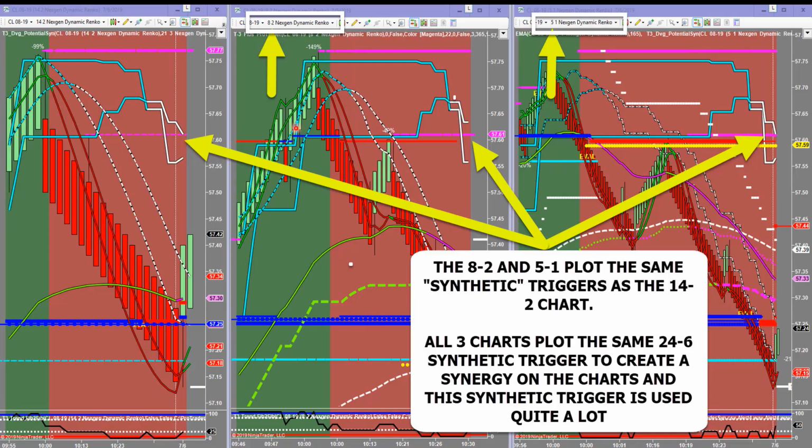When you look at your 3 charts, and again, we're looking for synergy, simplicity, easy. The synthetic trigger on the 14.2 chart is also the same synthetic trigger on the 8.2 chart, and it's also the same synthetic trigger on the 5.1 chart. They all plot the same 24/6 synthetic trigger. And we use the synthetic trigger a lot, obviously, with our reads of our Fibonacci and trigger lines.